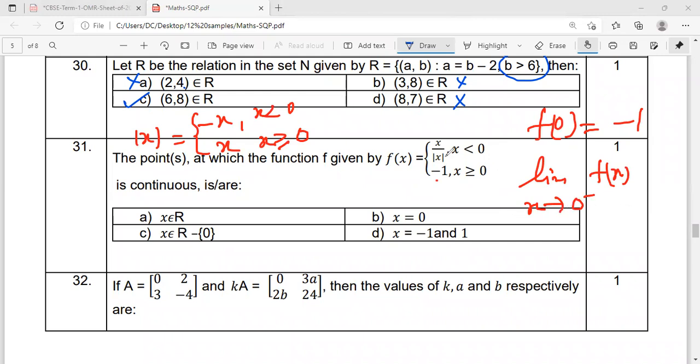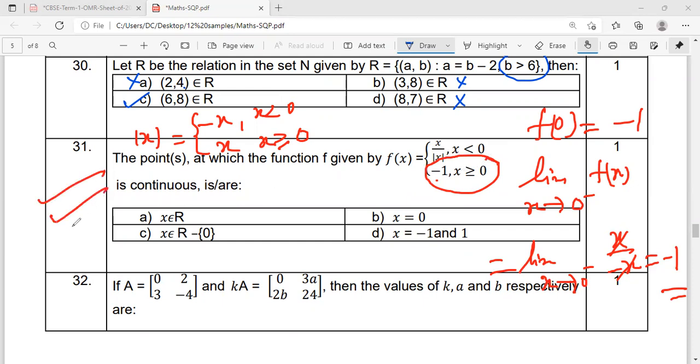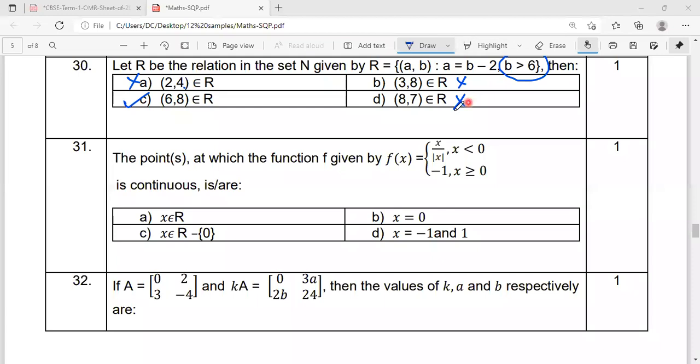So as the limit x tends to 0 from the negative side, mod x should be negative. f(x) would be the limit as x tends to 0 from the negative side of negative x by negative x. So these get cancelled, which is -1. So the left hand limit is also -1. And of course, the right hand limit that you can see from here is -1 as well. So the left hand limit, right hand limit, f(0), all are equal. So this function is continuous at x equal to 0 also. So that means this function is continuous everywhere. So this is continuous for x belonging to R.